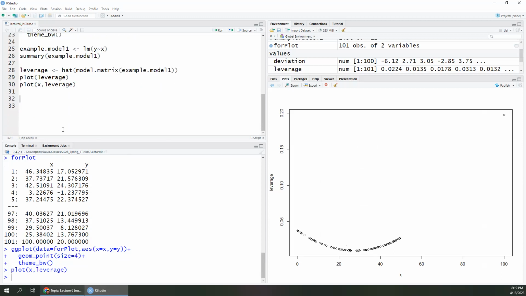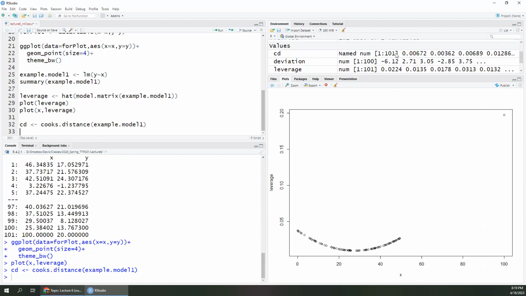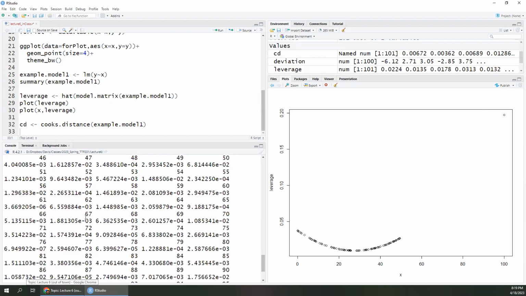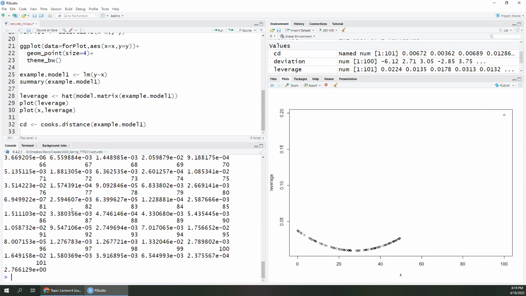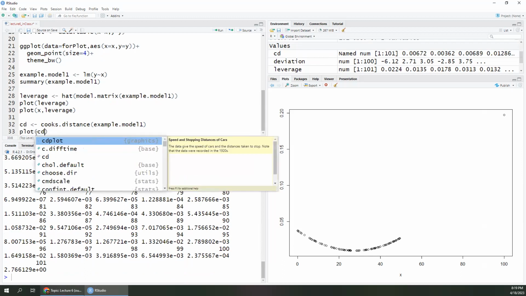Cook's distance. So we'll do CD. You can use this function called Cook's distance, which is a measure of the influence. If I go ahead and run that, we can see that across each of the 101 values, you can find corresponding Cook's distances. Okay, and if I go ahead and plot that, that looks something like this.